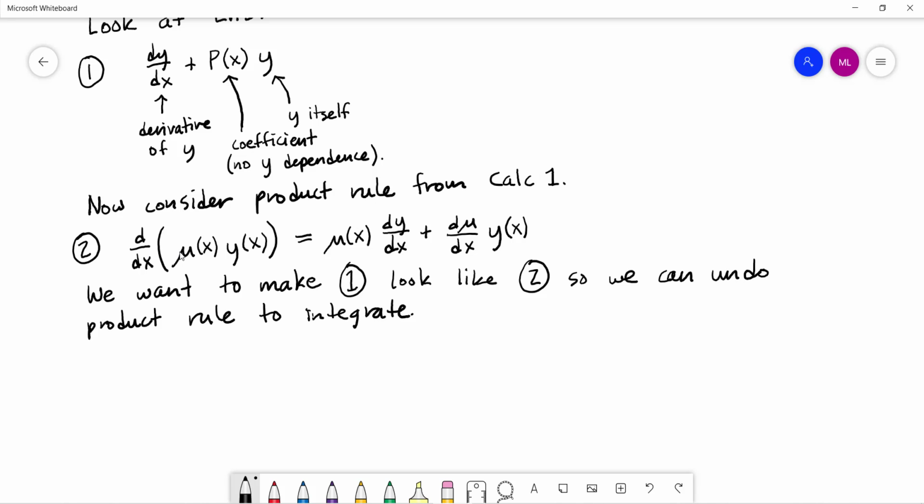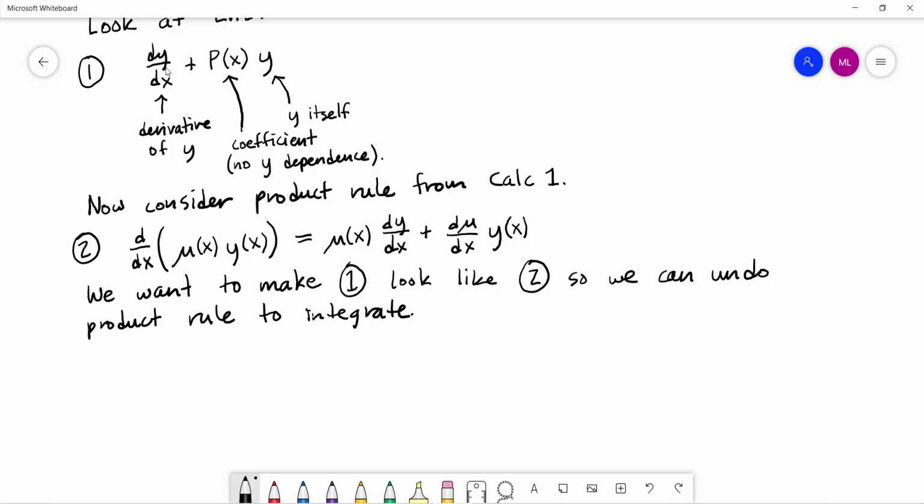So that's the idea. This is something I know how to integrate. I can integrate this because it's equivalent to this, and integrating by the fundamental theorem of calculus will just undo the derivative, essentially. So that's the main goal. Can I get this to look like this? Well, what do I have to do to make this look like this?